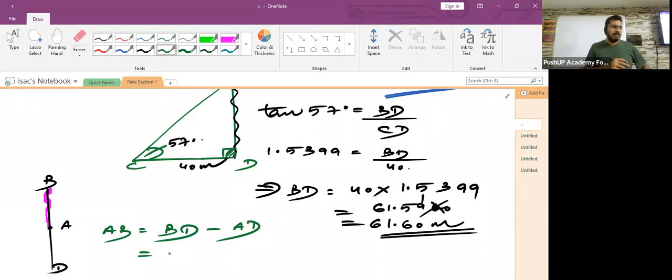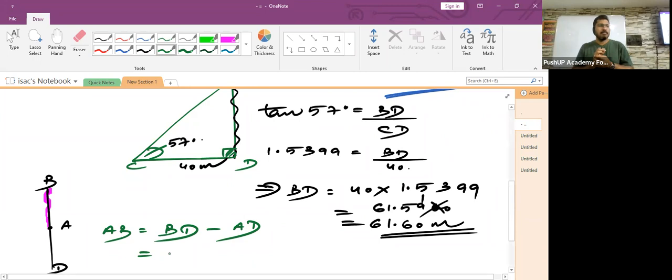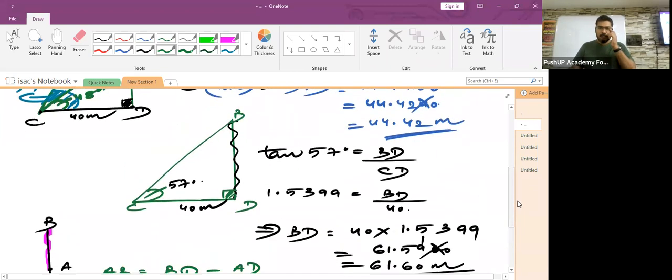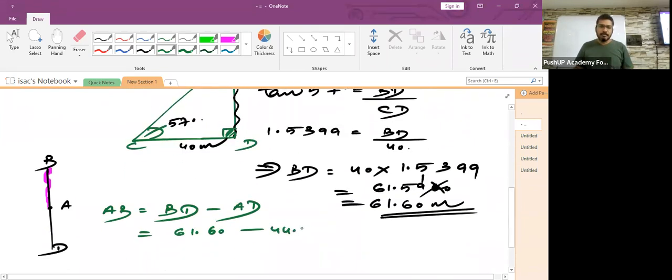Children, a similar sum we had done in one of the sums in the previous session, isn't it? Yeah. So how much is it? BD is 61.60 and how much is AD? 44.42. What is the difference between these two? 17.18, no. 60 minus 42 is how much?